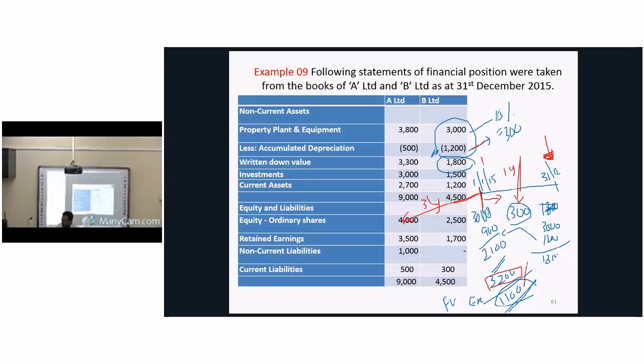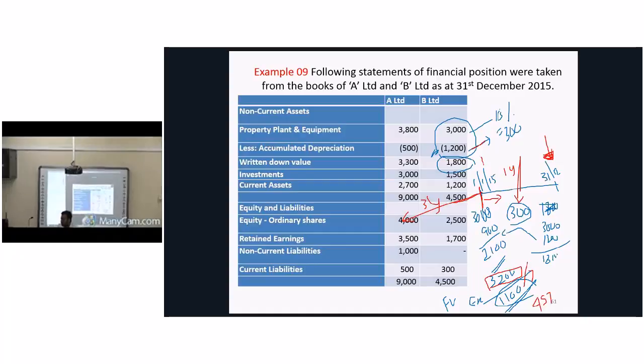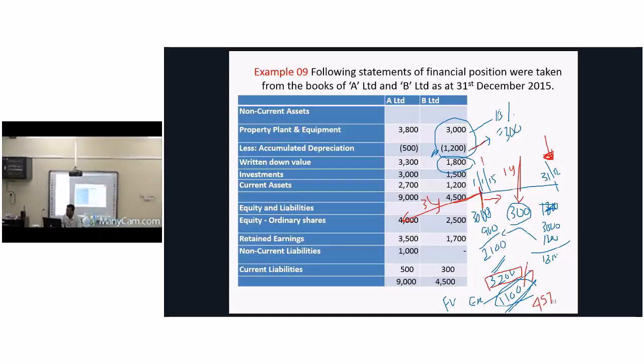Therefore this 3200 should be divided by 7 to calculate depreciation for the current year. 3200 divided by 7 means my depreciation should be around 457. How much have they depreciated already? Look here. They have depreciated 300. My depreciation should be 457. Now how to account for it? Just see how to account.